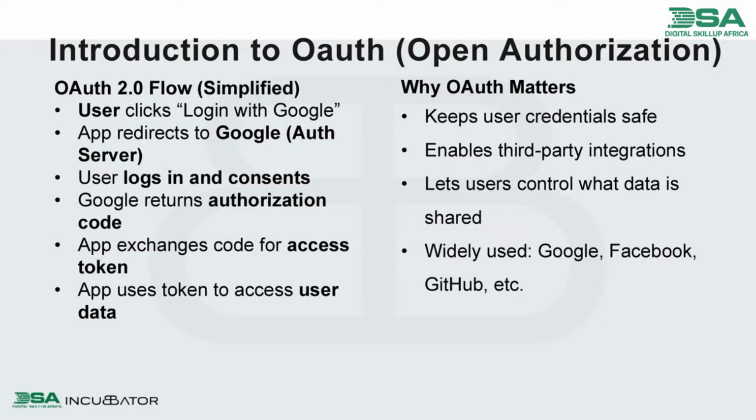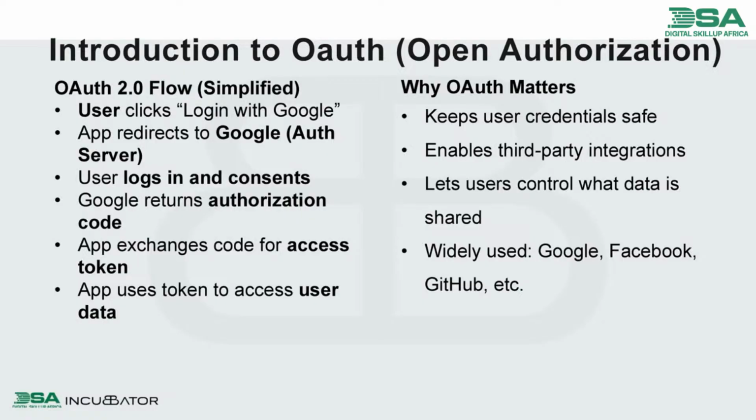OAuth. This is just a basic simplified flow. Let's say you're trying to log in to Spotify, just like I've mentioned. The user clicks login with Google. Then the app redirects you to the Google authentication server. The user logs in first. After logging in, you now give consent, that yes, you allow this app to have access, right? Google returns what we call an authorization code back to the app.